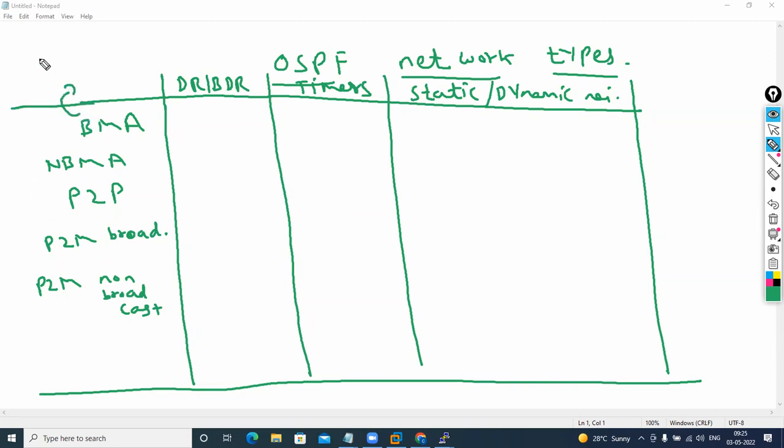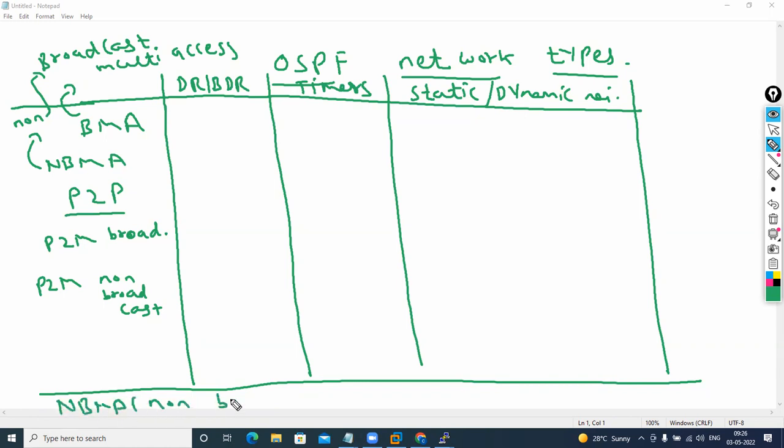So BMA stands for broadcast multi-access. NBMA stands for non-broadcast multi-access. P2P stands for point-to-point. I'll write it here, and don't say I have not written. Then point-to-multipoint broadcast, and point-to-multipoint non-broadcast.